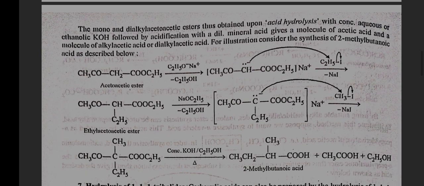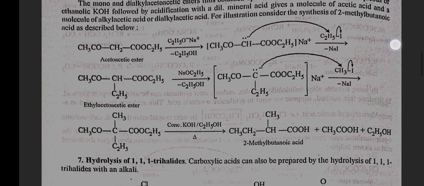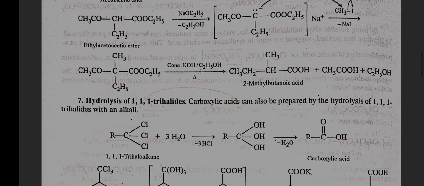The mono and dialkyl acetoacetic esters thus obtained, upon acid hydrolysis with concentrated aqueous or ethanolic KOH followed by acidification with a dilute mineral acid, give a molecule of acetic acid and a molecule of alkyl acetic acid or dialkyl acetic acid. For illustration, consider the synthesis of 2-methylbutanoic acid as described below.